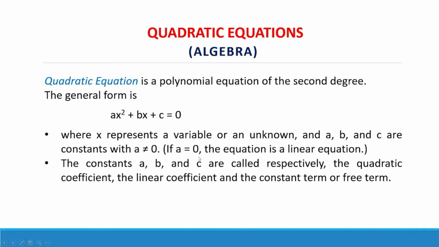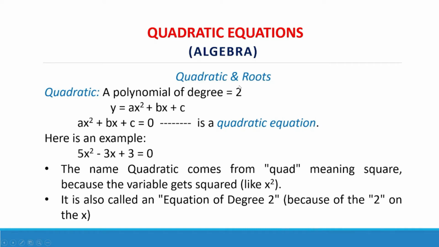If a is equal to 0, the equation is a linear equation. The constants a, b, and c are called, respectively, the quadratic coefficient, the linear coefficient, and the constant term or free term.